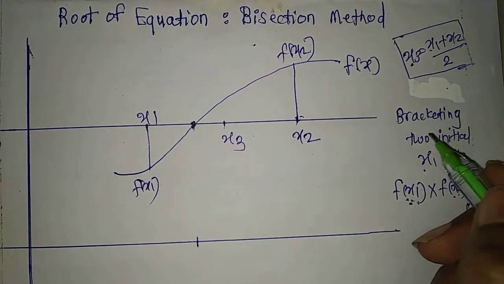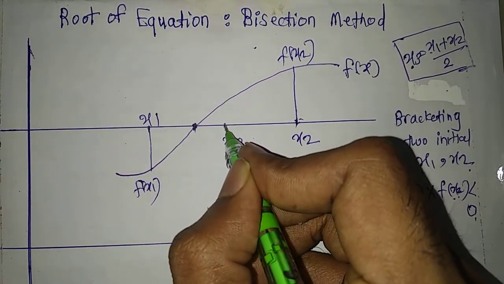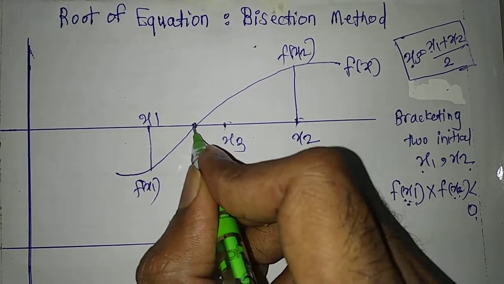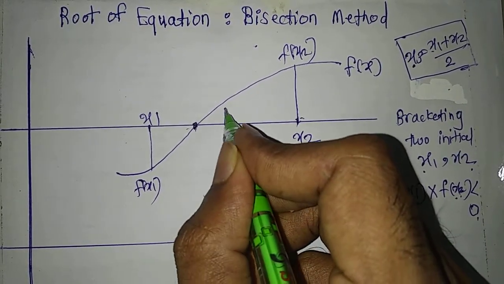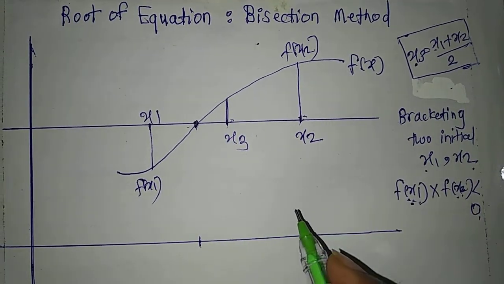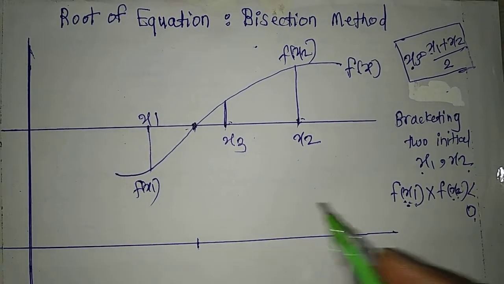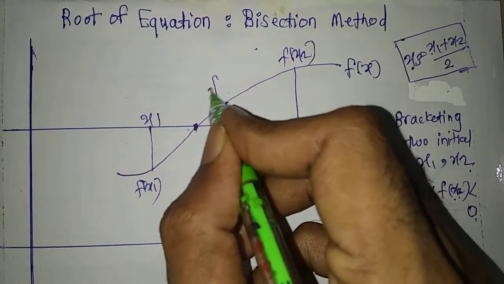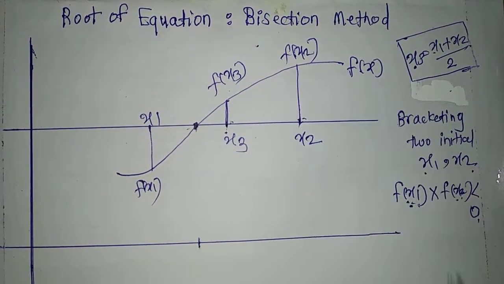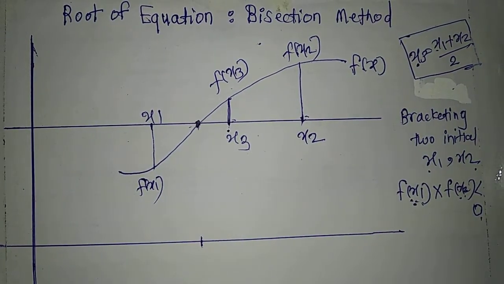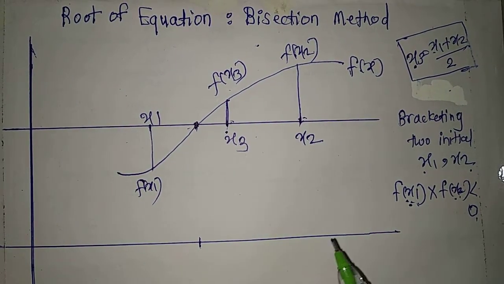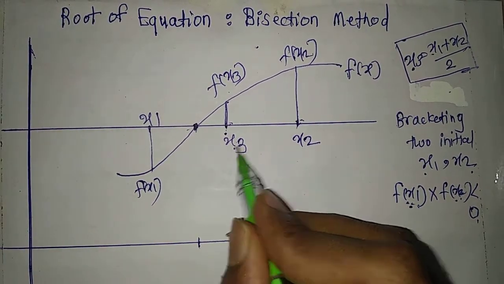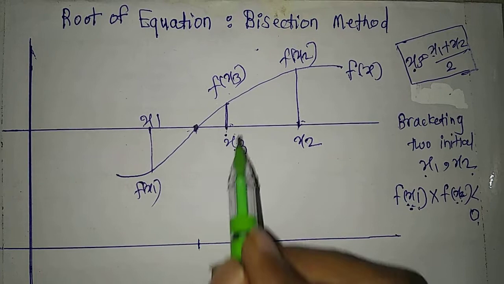As per the bisection method, x3 should be our root. But as you can see, x3 is not our root. x3 is somewhat far away from the root. So we are going to repeat the procedure. The respective function value is f of x3. For the next iteration, we are going to replace either x2 by x3 or x1 by x3.